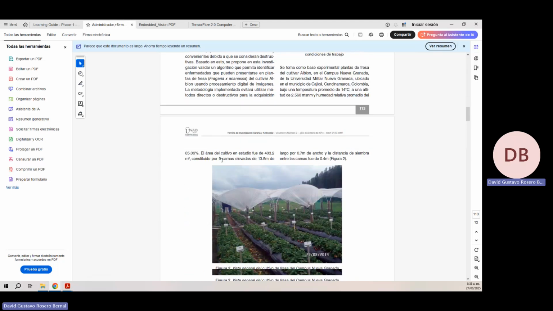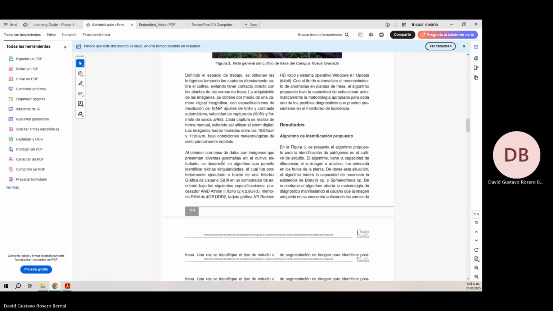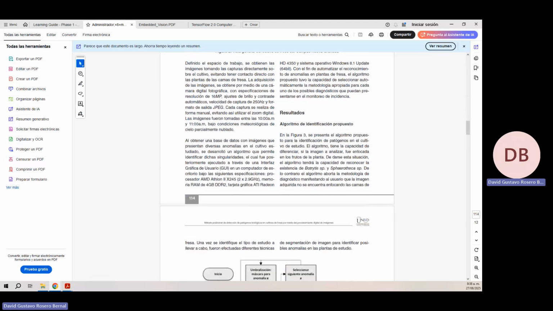What it says about performance and results. The processing speed: the algorithm achieved processing times around 70 to 240 milliseconds per image, fast enough for video analysis at 30 frames per second.